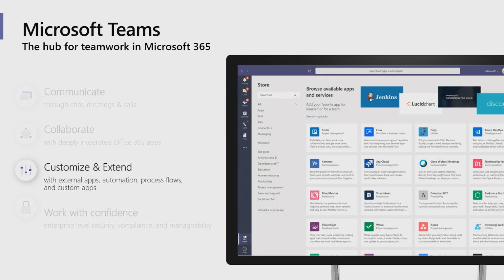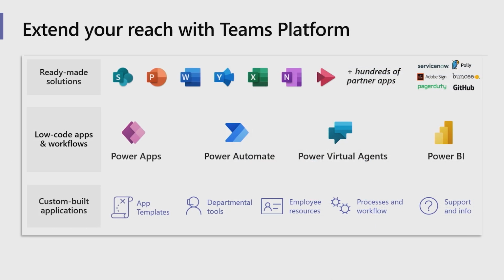So first, I want to talk a little bit about platform. Many of you are used to Microsoft Teams and how it brings together the communication and collaboration tools from across Microsoft. But one of the great values of Microsoft Teams is how developers can extend it and customize it to meet many different needs and integrate many different business processes. There are a set of apps that are built by Microsoft and by our partners. These are apps like Word, Excel, PowerPoint, but also partner apps like PagerDuty, Buncee, and GitHub. And these are ready-made solutions that you can pick up and get started with right away.